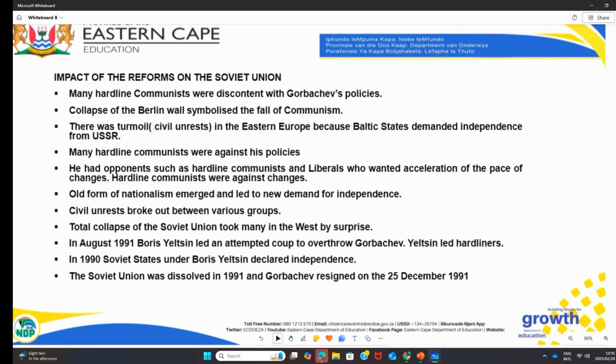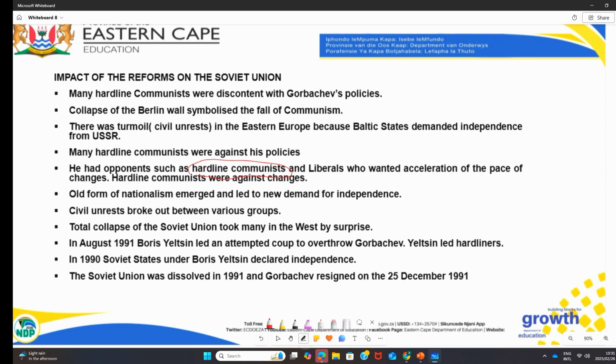And now Gorbachev had opponents in his country. That you must note, the hardline communists, that is the pure communists, did not want changes. As a result, they turned against him. And there were liberals who were for changes. Liberals wanted him to make changes, whilst hardlineists were against changes. There was that problem in his country. And again, now, the hardline communists led by Boris Yeltsin were against changes.